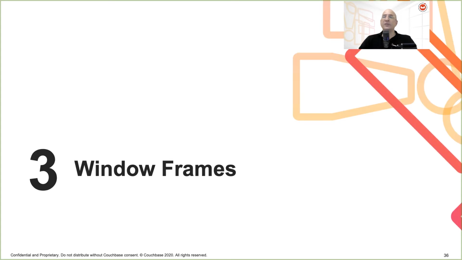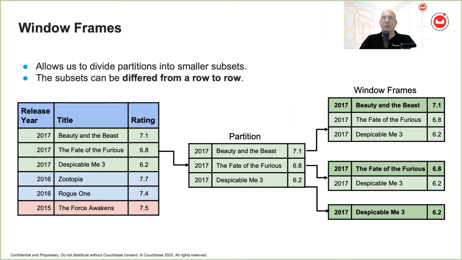So window functions work on a window of documents defined by the partition by clause. Now that you understand how window functions work, let's take these window functions to the next level with window frames. Window frames enable you to divide the partitions into smaller subsets. These subsets or frames differ from row to row.